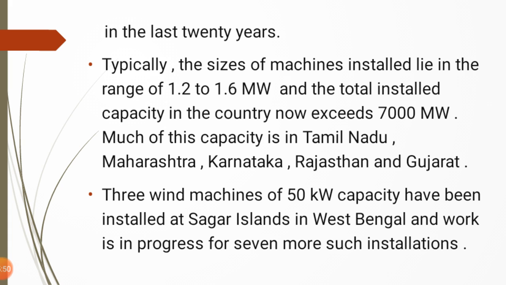Typically the sizes of machines installed lie in the range of 1.2 to 1.6 megawatt. That means the installed machines have a range between 1.2 and 1.6 megawatt, and the total installed capacity in the country now exceeds 7,000 megawatt. Much of this capacity is in Tamil Nadu, Maharashtra, Karnataka, Rajasthan and Gujarat.